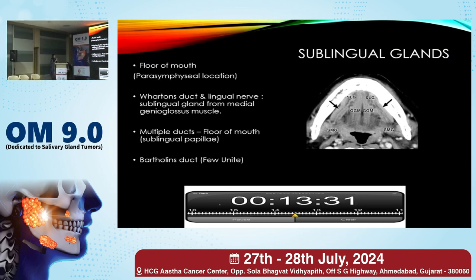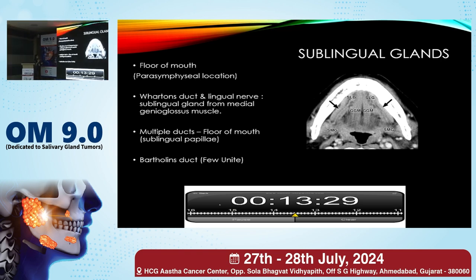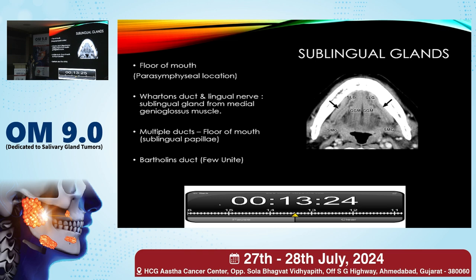Next, the sublingual gland. On CT, this is present in the lower section and these are the sublingual glands. Now the Wharton's duct and the lingual nerve course in between the sublingual gland and the medial part of the genioglossus muscle.